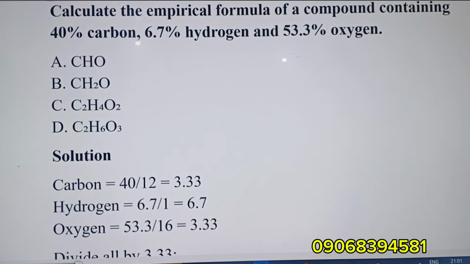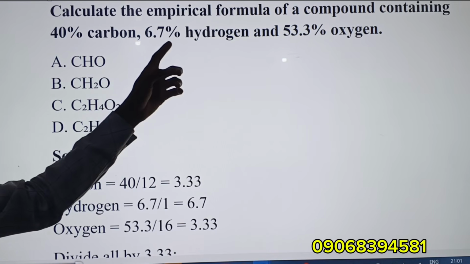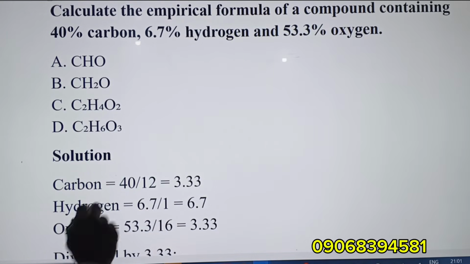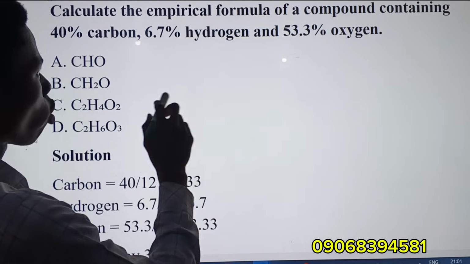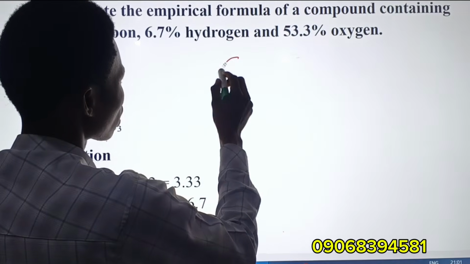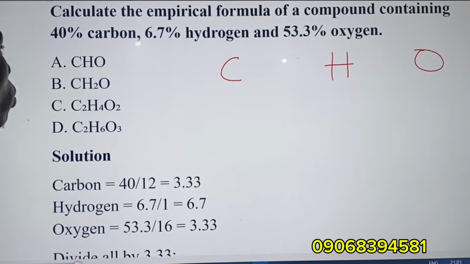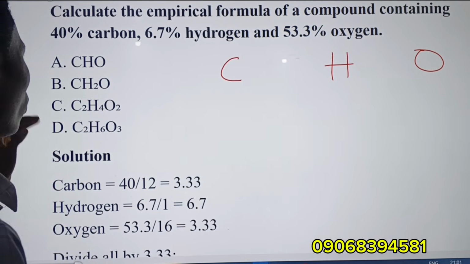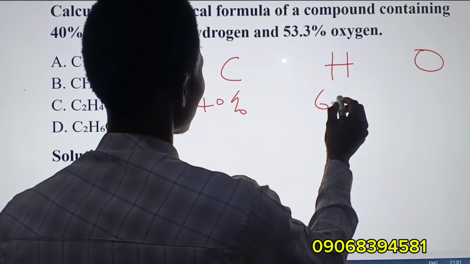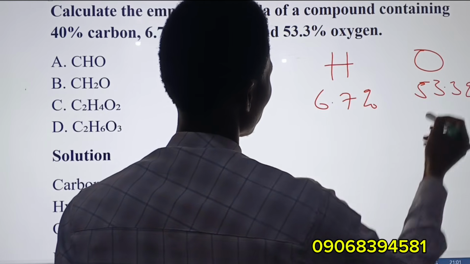Do you understand? Now, we are asked to calculate the empirical formula of a compound containing 40% carbon, 6.7% hydrogen, and 53.3% oxygen. So, as a chemist you already know that this compound has how many elements? 3, right? Carbon, hydrogen, and oxygen. Just write them out. Carbon, hydrogen, oxygen. Now, how many percent are we given? We're given 40% of carbon, 6.7% hydrogen, and 53.3% oxygen.